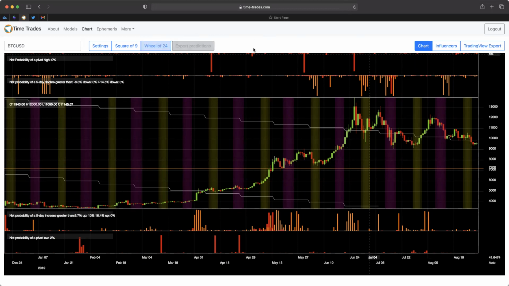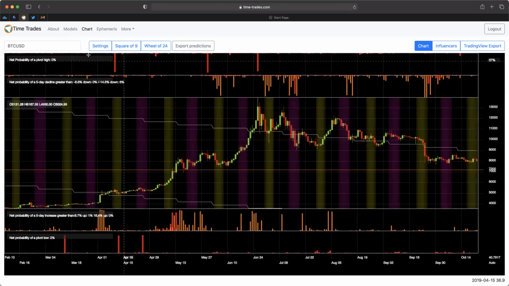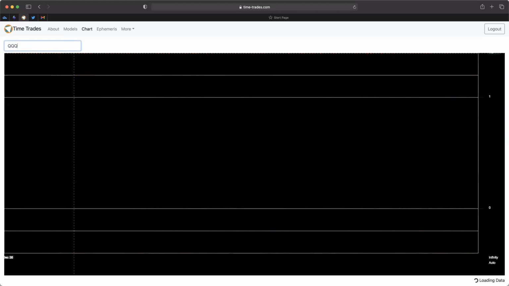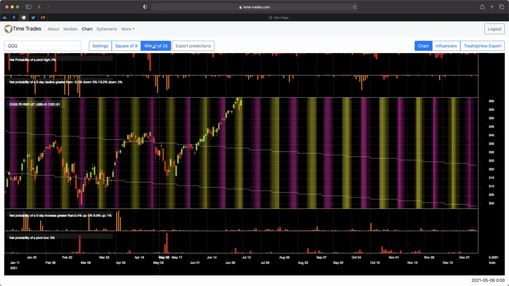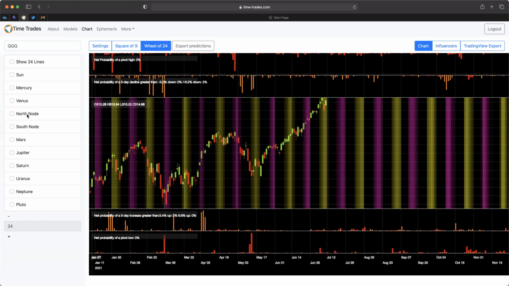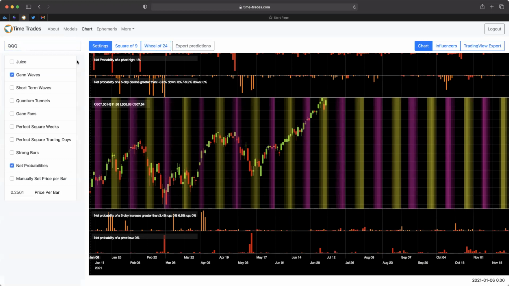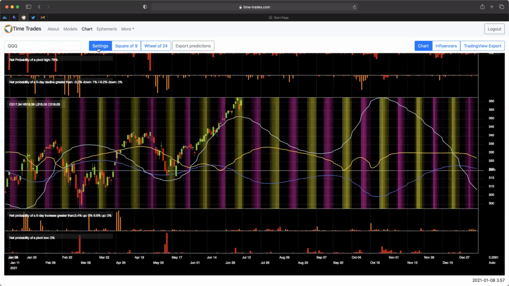Now let's take a look at QQQ. I had an interesting conversation in one of the many chat rooms I'm active in. Let's turn this off and turn on short-term waves. You can see how it's been straight up since May. It's very rare to see price move in one direction for this period of time.